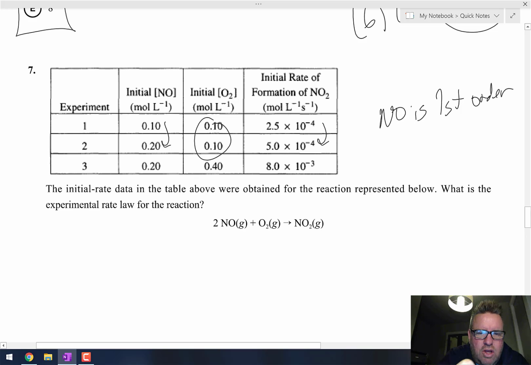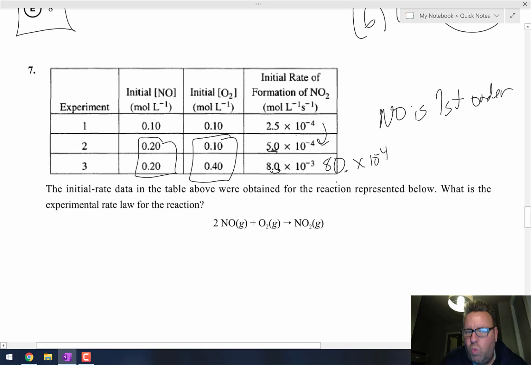Now let's look at O2. Again, here NO is staying the same. O2 is going up by a factor of 4. What's NO2 doing? Again, make it easier on yourself. Move this decimal point one space farther over. That would be 80 times 10 to the minus 4th. So you're going from 5 to 80. Obviously 5 times what equals 80? It's 16. So you're going up by a factor of 16.